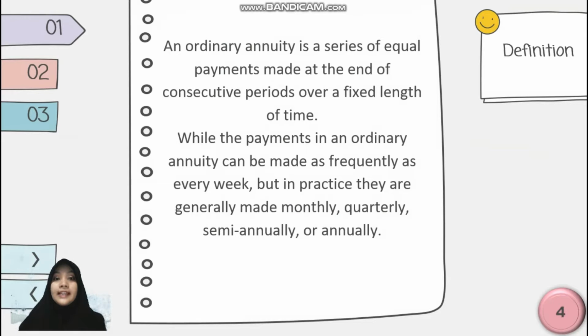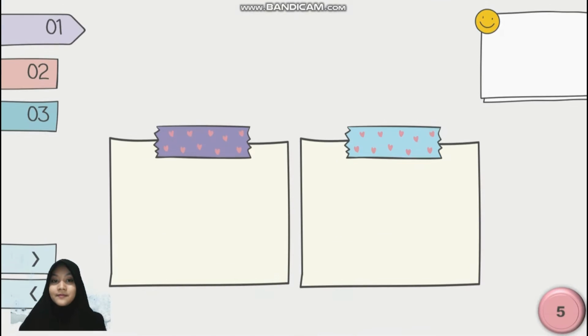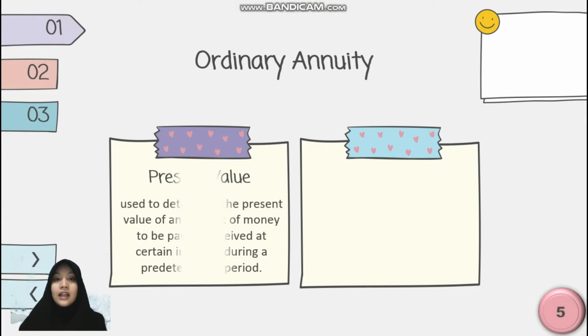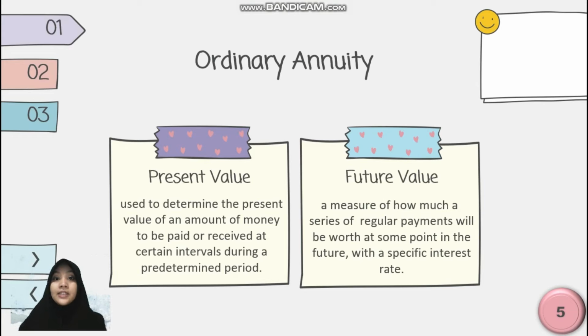Ordinary annuity is a series of equal payments made at the end of consecutive periods over a fixed length of time. While the payments in an ordinary annuity can be made as frequently as every week, in practice they are generally made monthly, quarterly, semi-annually, and annually. The ordinary annuity is divided into two. First is present value.